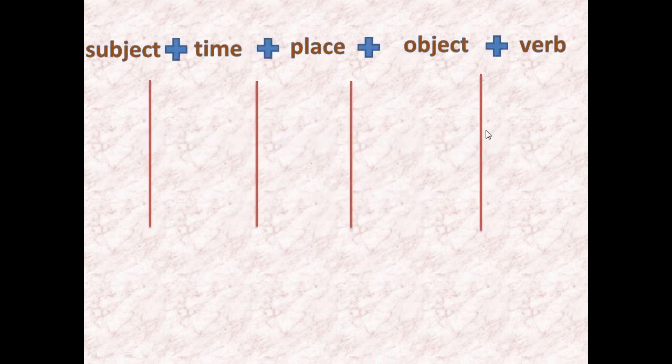Okay, the sentences usually start with subject, then time can come here right after the subject, and after time we have place, and after place we have object and we have verb. So if we have an object, it usually comes before the verb. Sometimes the elements of the sentence may change places and it doesn't affect the sentence in a wrong way. Okay, so let's go through some examples.